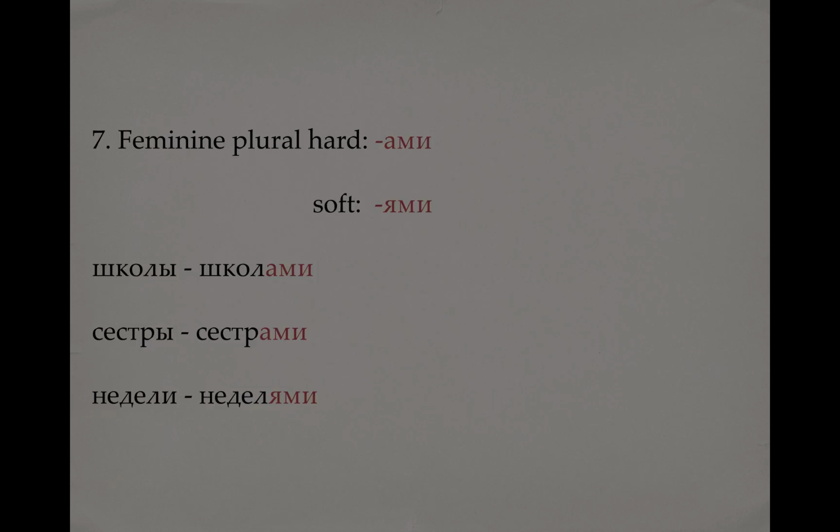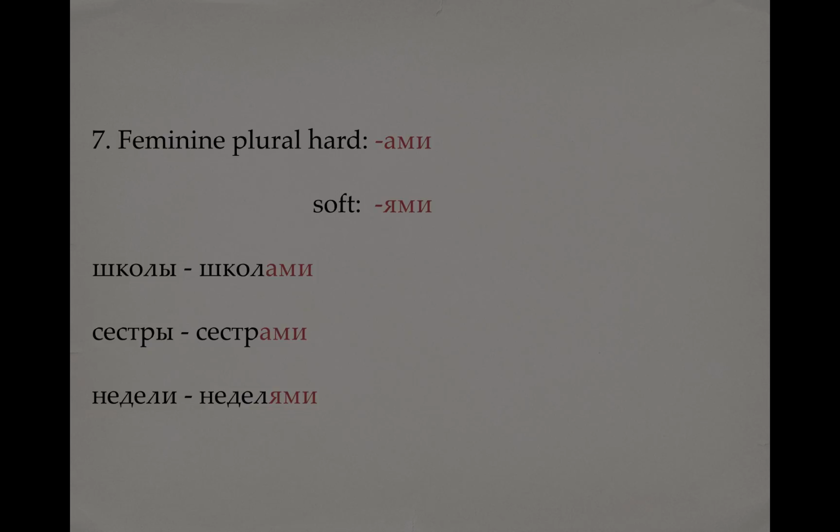So let's look at the first example. Школы, which is the plural form of школа, school. Sorry, школы. Okay, how do we change it? We remove the ending a, and we add ami. So we've got школами, школы, школами, schools.